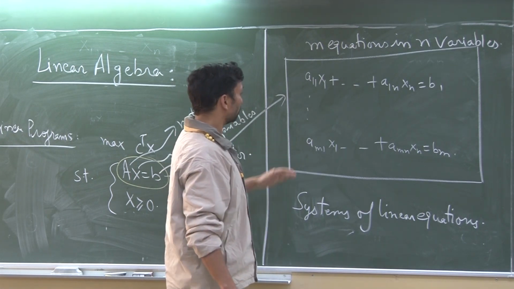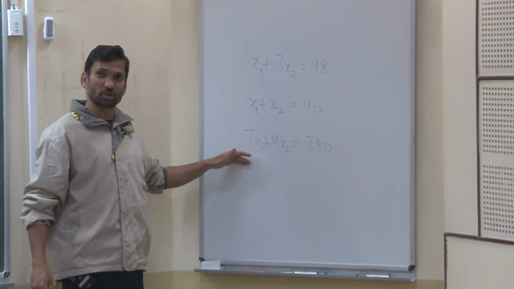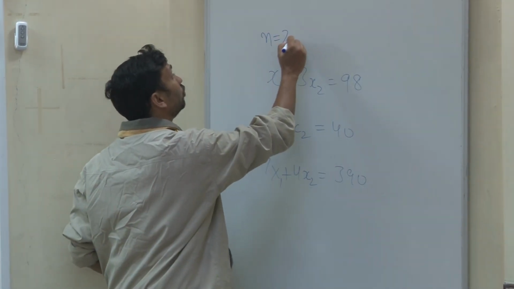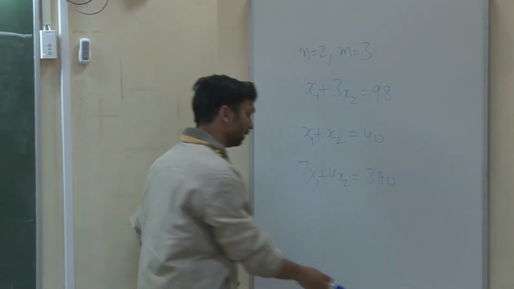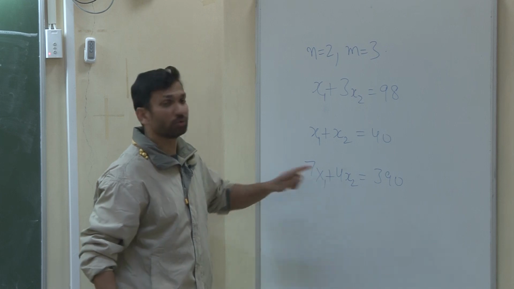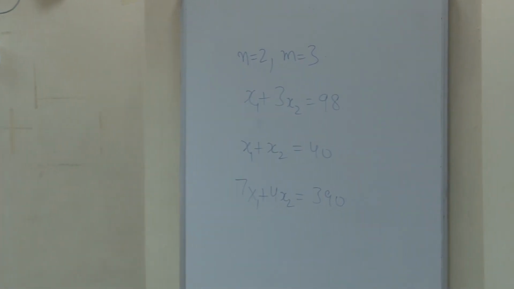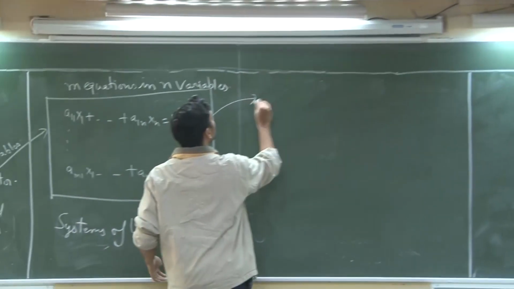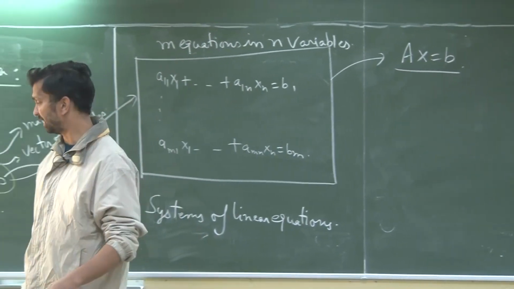Okay. So to take an example, remember last time we wanted to solve this bunch of equations. Here there are two variables and three equations. The variables are x1, x2, and the constants are 1, 3, 1, 1, 7 and 4 in this case. b1 is 98, b2 is 40, b3 is 390. So this system of linear equations we want to solve. I will write this as Ax equal to b. How to solve Ax equal to b?